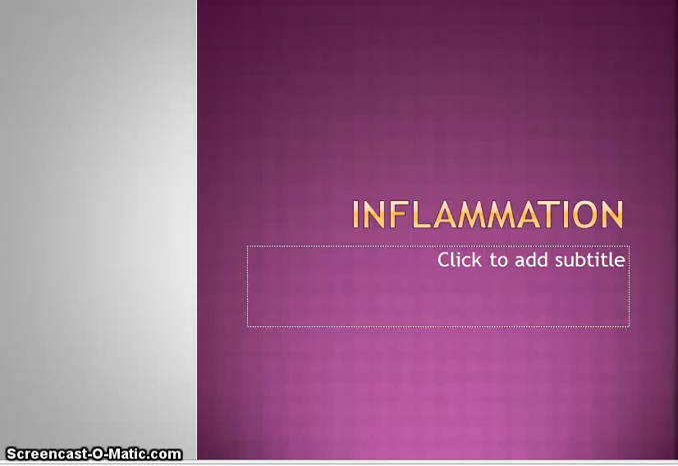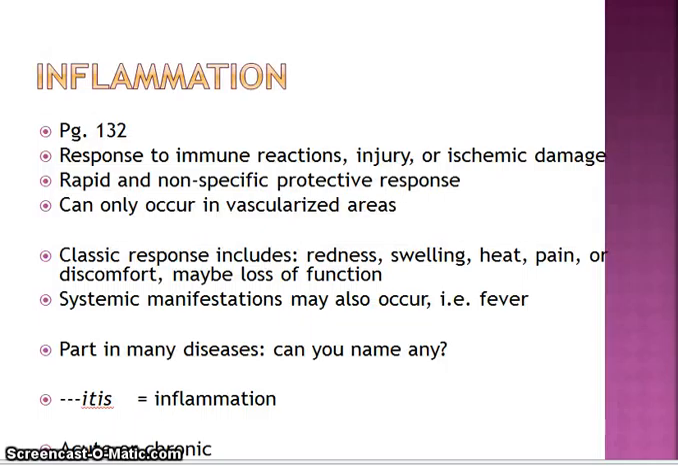Okay, so the last portion of this topic is going to talk about inflammation. Inflammation is a change in the tissues related to some type of agent or accident that has happened to them. It's a response to your immune system, an injury, or not getting enough blood flow, which is called ischemic or ischemia, right? It can be rapid and nonspecific. Its primary purpose is to protect the body from whatever is irritating it. It can only occur where there are blood vessels, also known as a vascularized area, right?